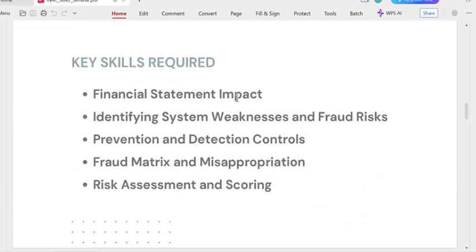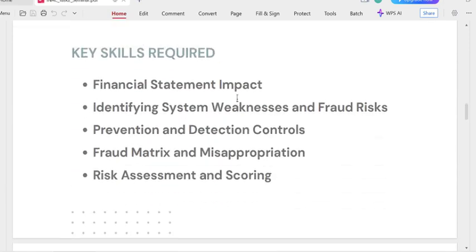So I just figured out that the key skill you require to do task 2 is you need to understand what is going to be the impact on the financial statement. Okay, we need to understand that if a certain fraud occurs, what's going to be the impact on the financial statement. Okay, so this is one skill that we need to work on.